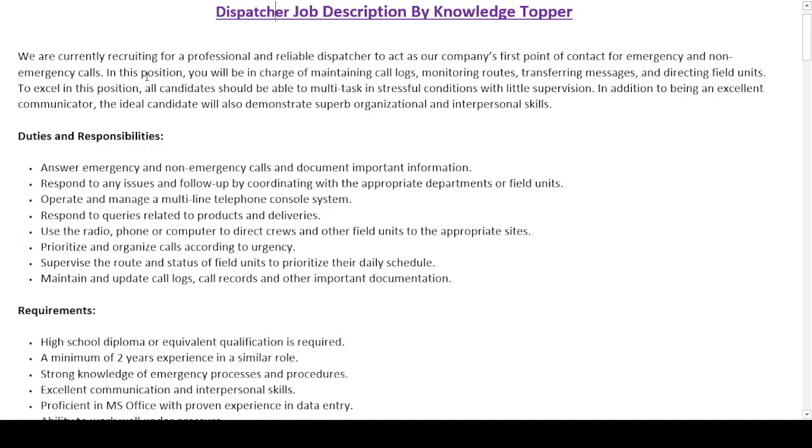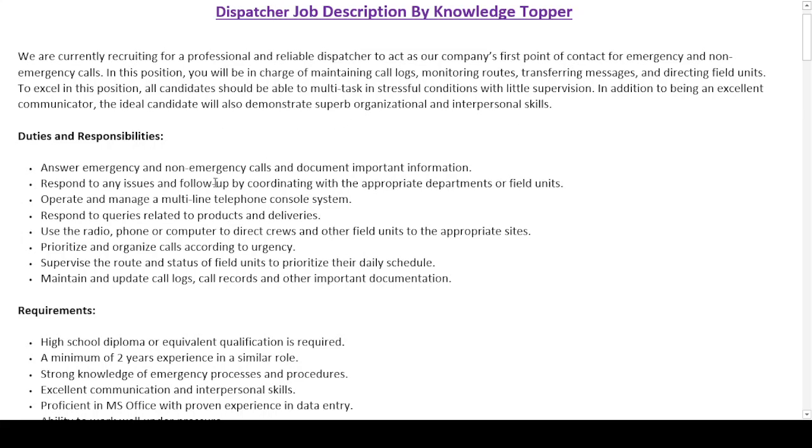We are currently recruiting for a professional and reliable dispatcher to act as our company's first point of contact for emergency and non-emergency calls. In this position, you will be in charge of maintaining call logs, monitoring routes, transferring messages, and directing field units. To excel in this position, all candidates should be able to multitask in stressful conditions with little supervision. In addition to being an excellent communicator, the ideal candidate will also demonstrate superb organizational and interpersonal skills. So this is our job summary paragraph.